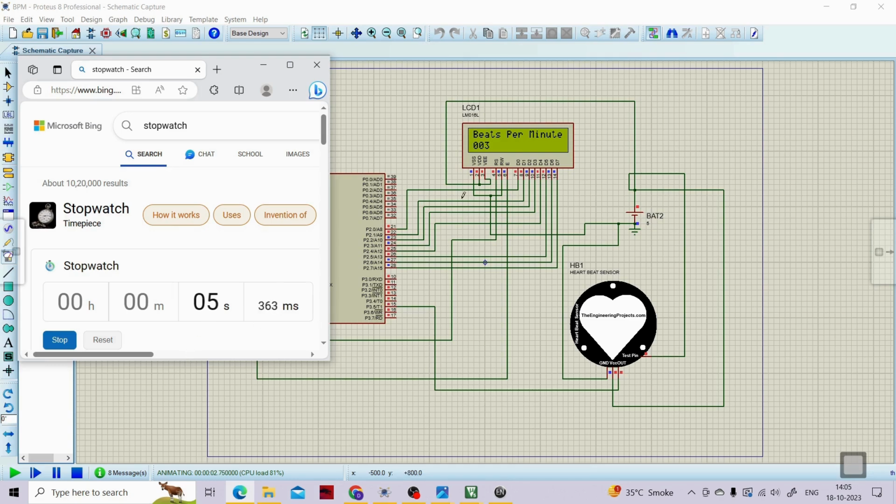You see 5 seconds has passed, we have around 3 bits. Now 10 seconds has passed, we have around 5 bits. 15 seconds has passed, we have around 7 bits. Then 20 seconds has passed, we have around 8 bits. 25 seconds and we have 10 bits. 30 seconds, we have 13 bits.